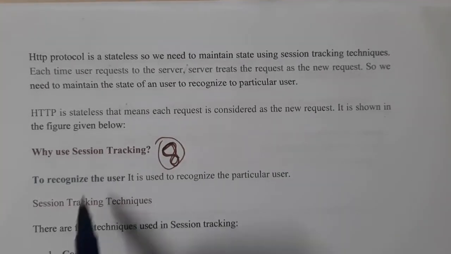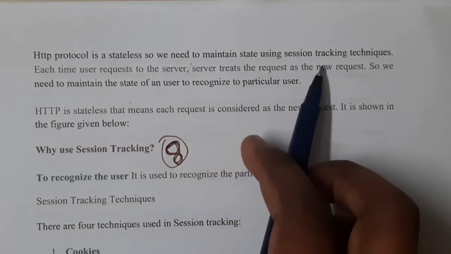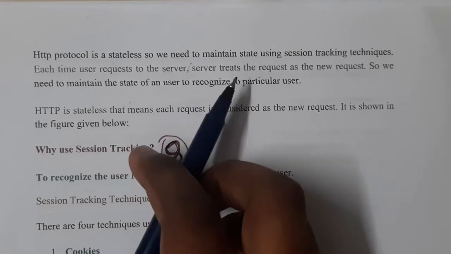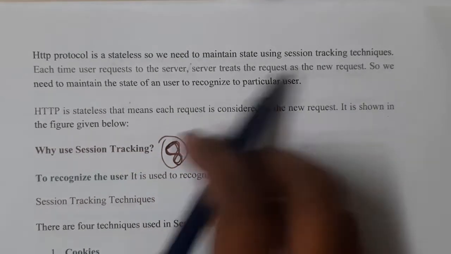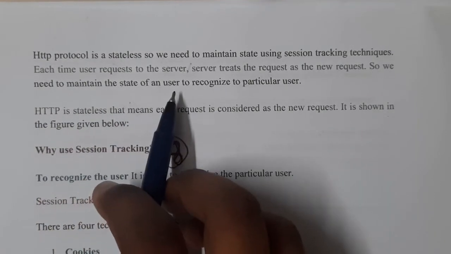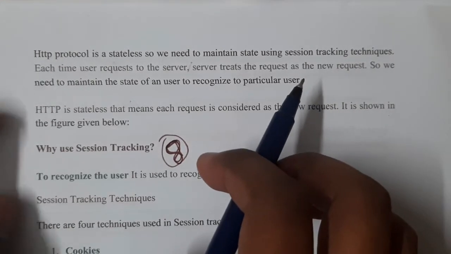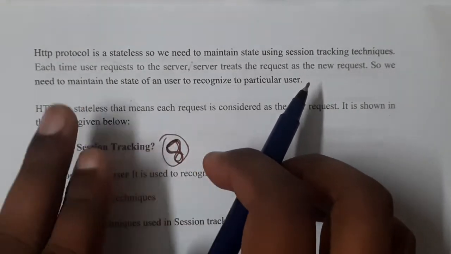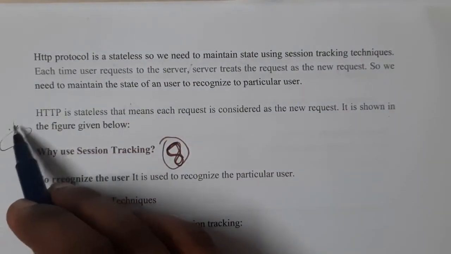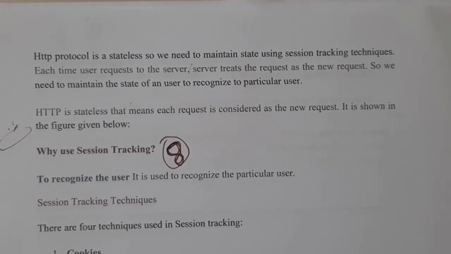HTTP is stateless, so we need to maintain state using session tracking techniques. Each time a user makes a request, the server treats it as a new request. So we need to recognize the user by some particular things, to know that this user is revisiting a second time, third time, fourth time. Even the number of unique users can be identified using these techniques.